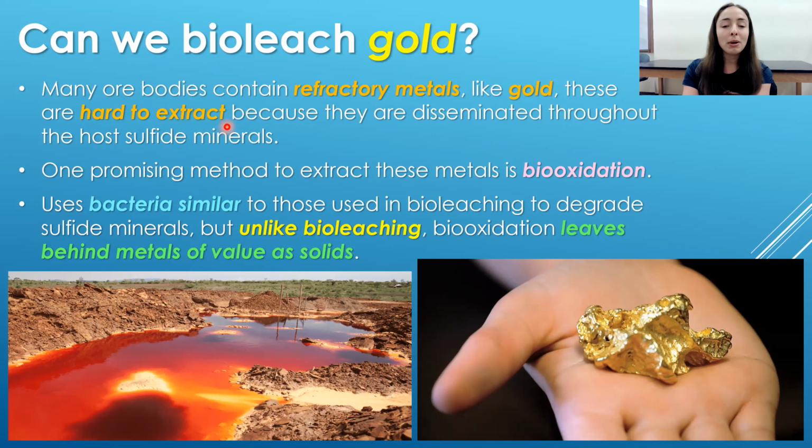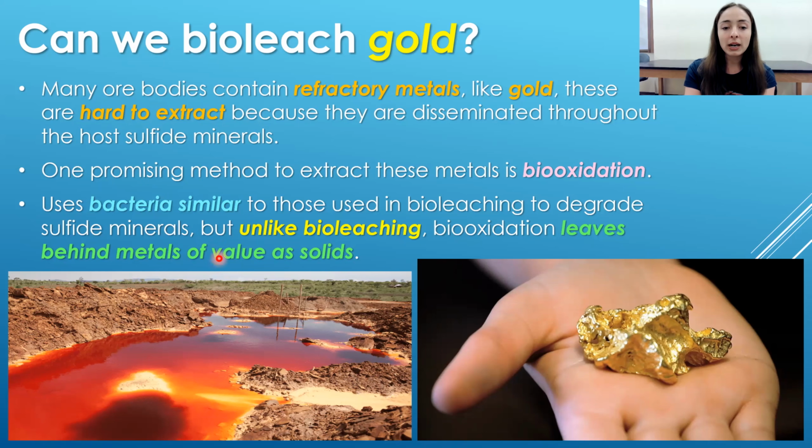Well, many ore bodies do contain refractory metals like gold, but these metals are really hard to extract, which is why they're called refractory metals. And that's because they're disseminated evenly throughout the host sulfide minerals in the case of sulfide ores. And because of this difficulty of extraction of these types of metals, one promising method that has been shown to be able to extract these metals is bio-oxidation. So this sounds exactly like bioleaching. We talked about how we're using biology to oxidize and dissolve metals. So how is this different?